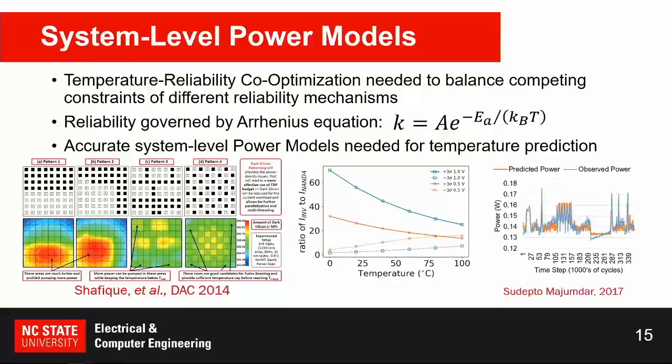Then dynamic power on the right. The behavior of these systems is so complex, it's very difficult to know how much dynamic power they're consuming at any point in time. And all of the reliability mechanisms are essentially based on this Arrhenius equation, which shows how the reliability mechanisms vary exponentially with temperature, and temperature, of course, depends on power, so you have to have more accuracy there.